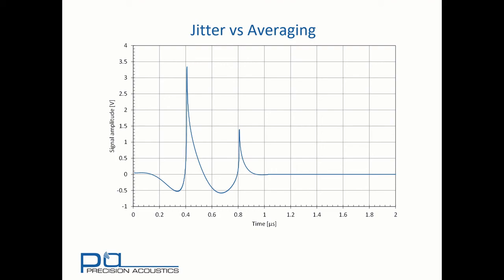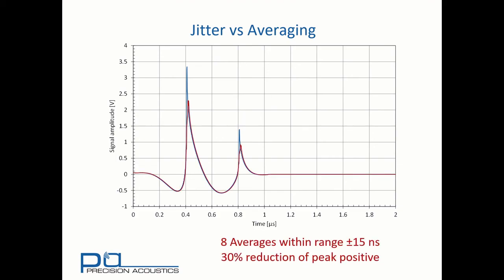In fact, if we consider 8 acquisitions that are allowed to vary within the range plus or minus 15 nanoseconds, and note here that one major division on the time axis is 200 nanoseconds, we find a really significant reduction in the peak positive excursions. In fact, for the major peak, its amplitude has been reduced by 30% just due to an unstable trigger signal.